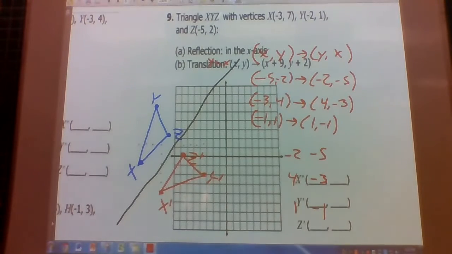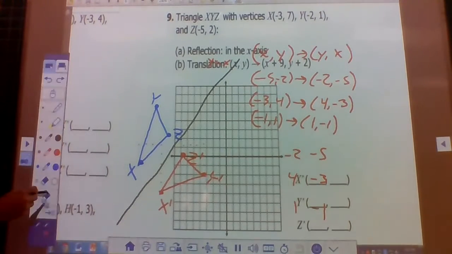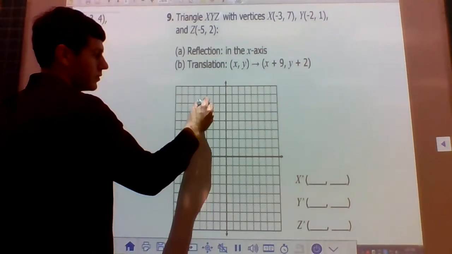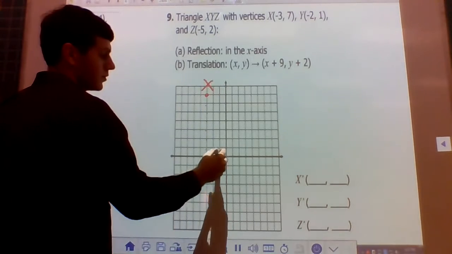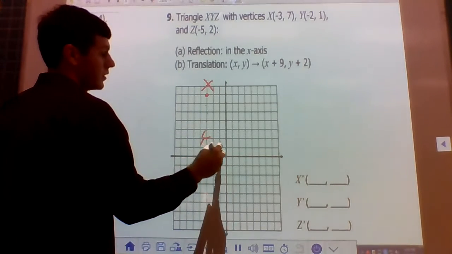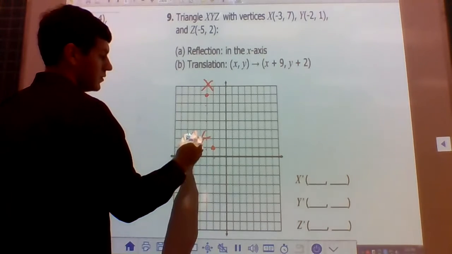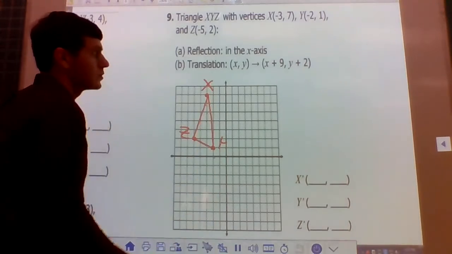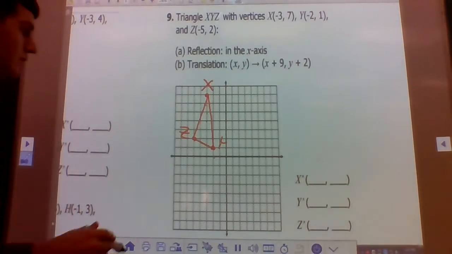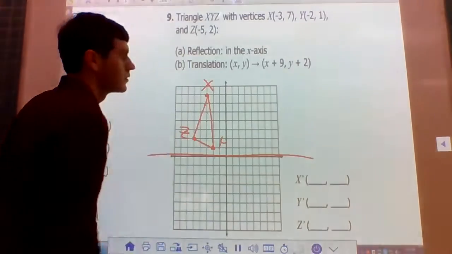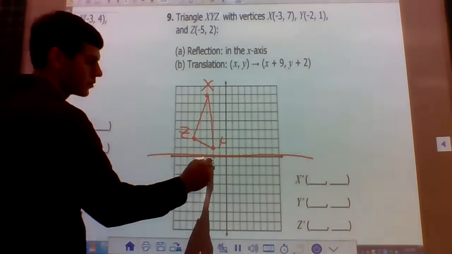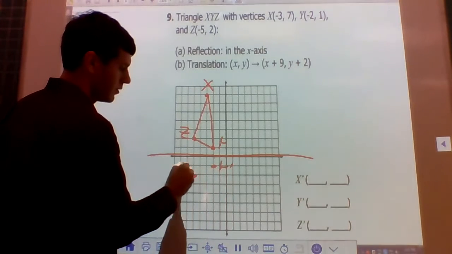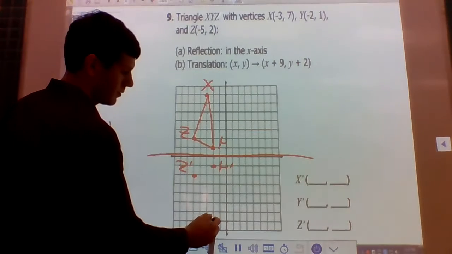Okay. So let's graph our original points here. Okay, X is negative 2, 7, 1, 2, 3, 4, 5, 6, 7. Y is negative 2, 1, and Z is negative 5, 2. Okay. So first thing it asks us to do is to reflect across the x-axis. So our x-axis is this one. Okay. So let's flip it down. So here's Y prime. Here's Z prime. Then X prime.